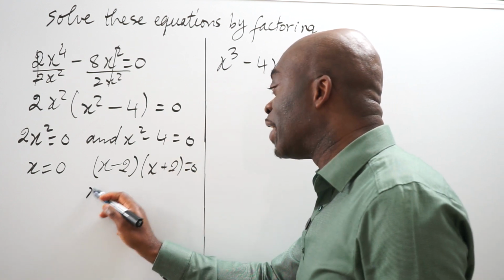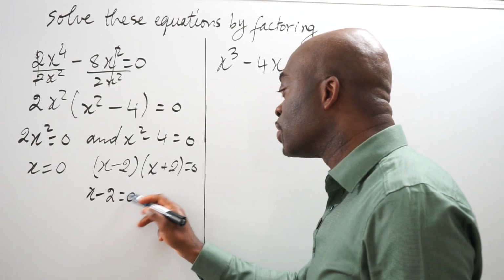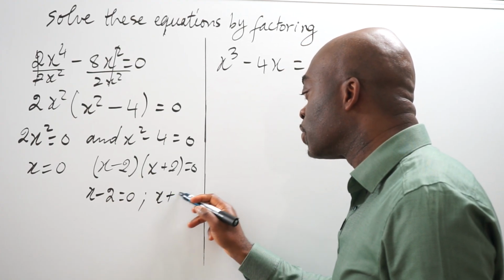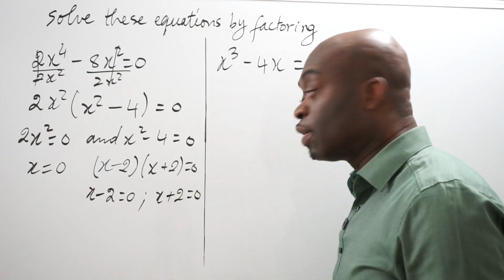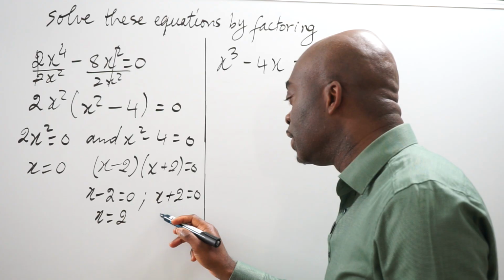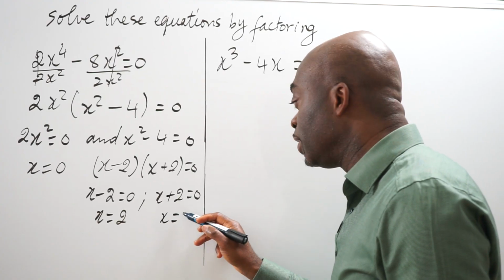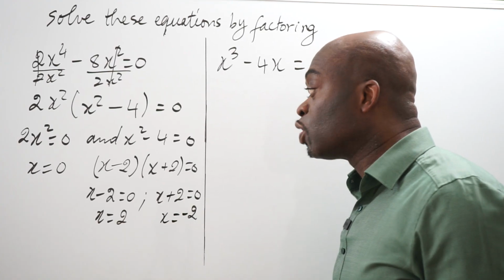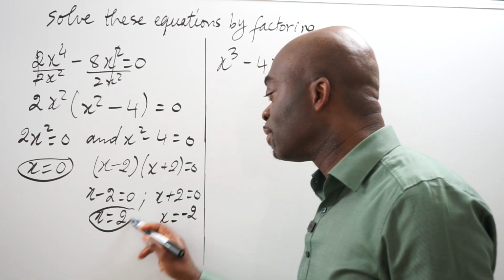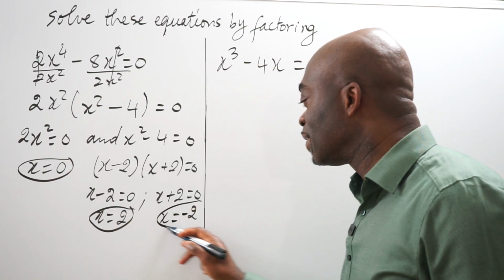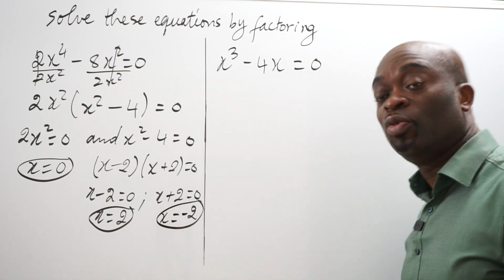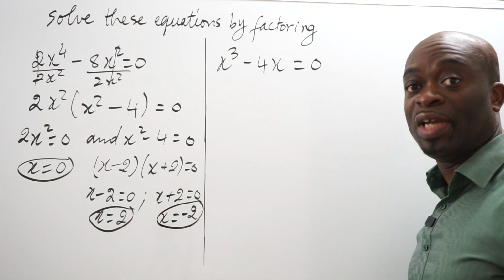So in this case, we have x minus 2 equals 0, and we have x plus 2 equals 0. Okay, and then this one's going to give us what? X equals positive 2, and then this one is x equals negative 2. So we end up with x equals 0, and x equals 2, and x equals negative 2. All right? So this is how we end up with that problem there.